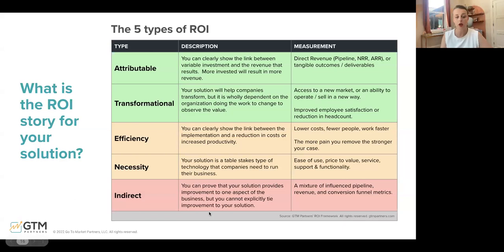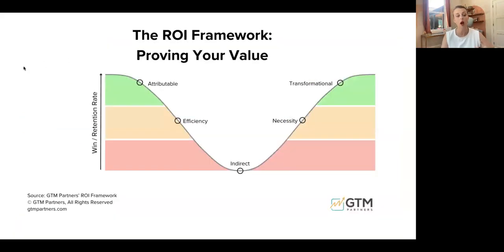And then finally, indirect. This is the tough place. And there are many, many companies that live in this indirect. I've worked for these companies before, where your solution provides improvement to one aspect of the business, but it would be difficult for you to stand up and say, I take credit for that sale, or I take credit for that lead coming in, because you are a part of a larger story. So these are the 5 types of ROI.